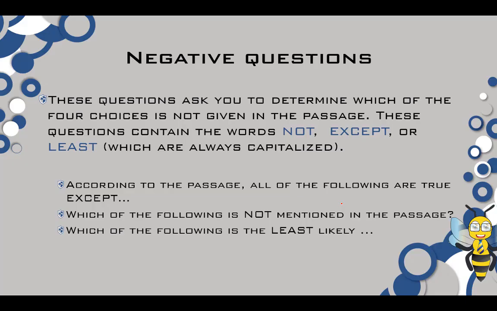Now, about negative questions. These negative questions normally will contain the words not, except, or least. When we find these questions, it's because we're looking for some information that was not mentioned in the lecture. Normally, these questions are like: according to the passage, all of the following are true except; or which of the following is not mentioned in the passage; or maybe which of the following is the least likely to be mentioned in the paragraph, or something like that.